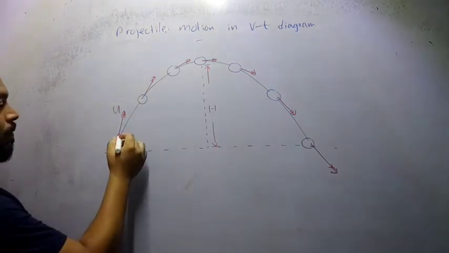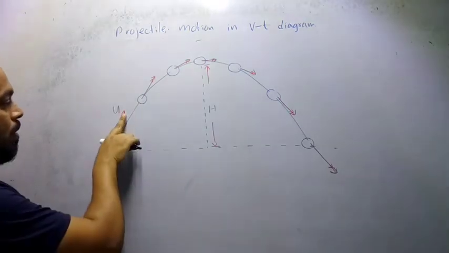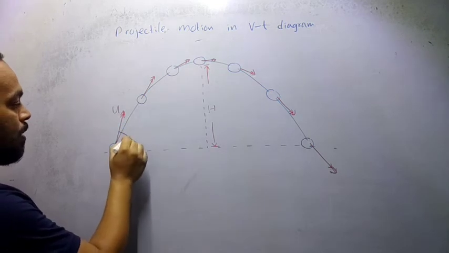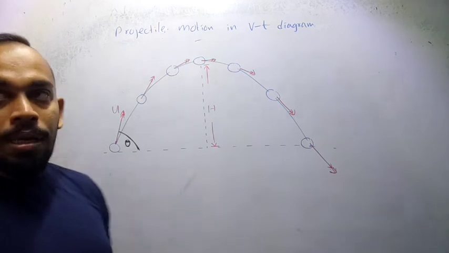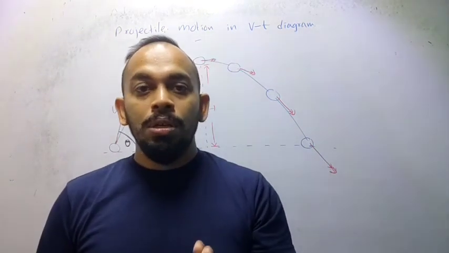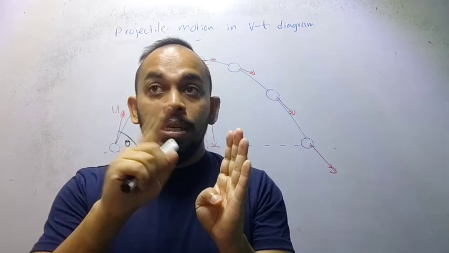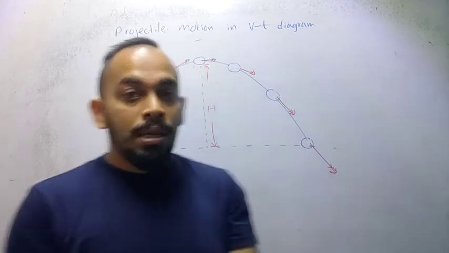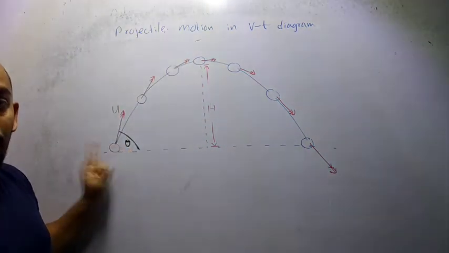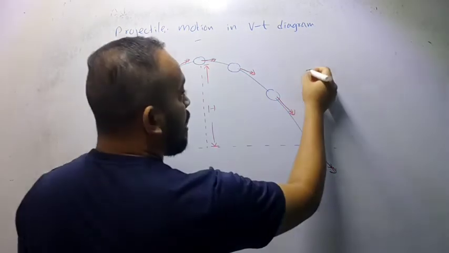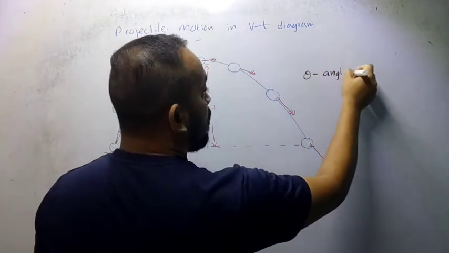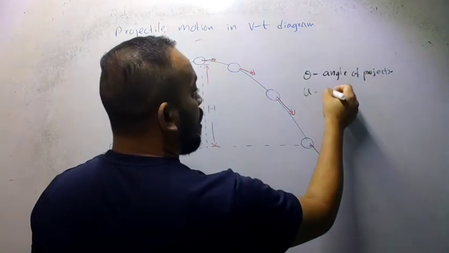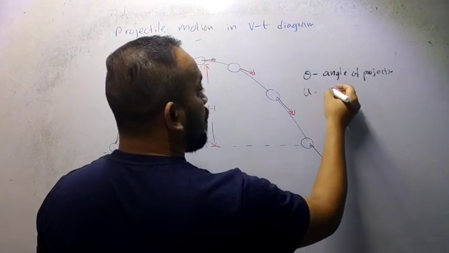Before that, to solve this we have to reduce the velocity to its components, so we need to know an angle. For projectile motion we have to mention the velocity, which has a direction component, and the angle of projection. This is the angle of projection. Theta is the angle of projection. U is the starting velocity, the projected velocity.